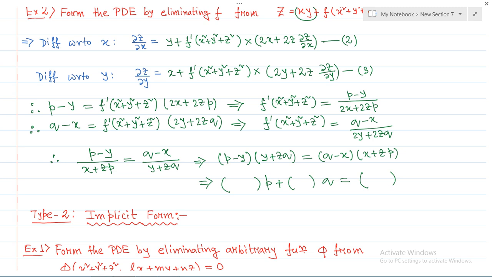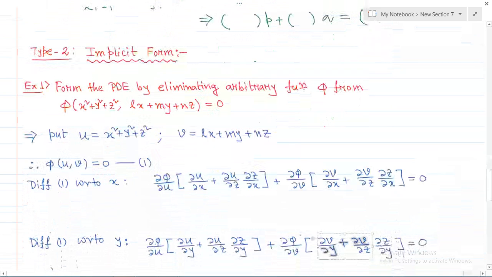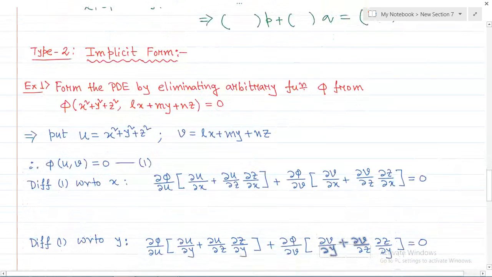Now let us come to discuss the implicit form, which is very important for our exam. Suppose we have the partial differential equation from where we have to eliminate phi, and the form of the function is given in terms of the implicit structure. So here we cannot write z in terms of x and y very easily. The function is given by phi of x square plus y square plus z square, lx plus my plus nz. L, m, n are constants.